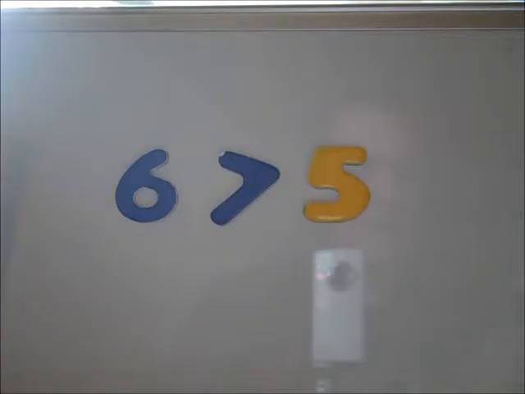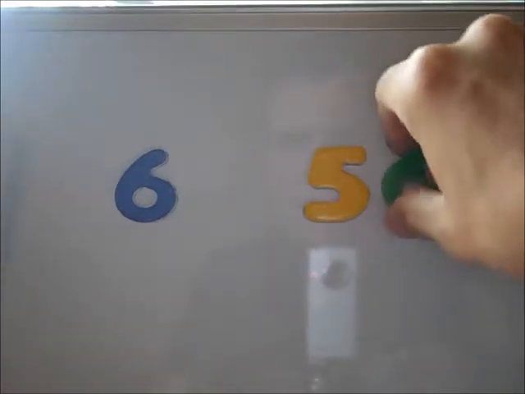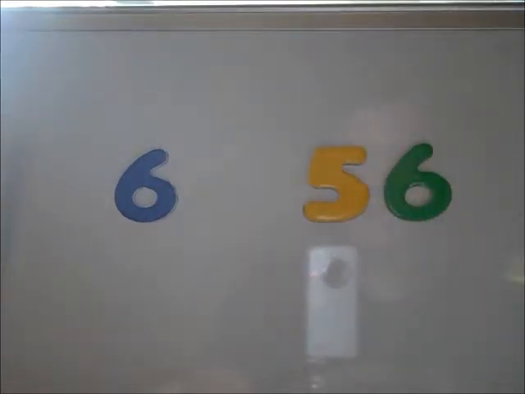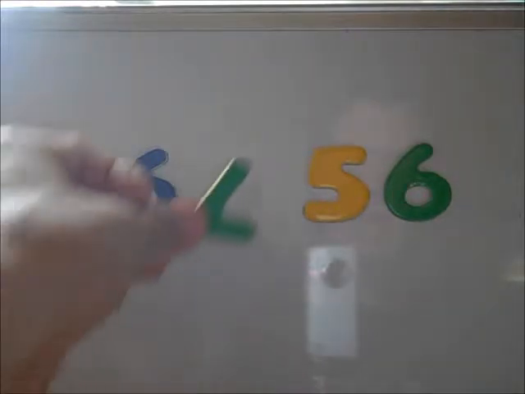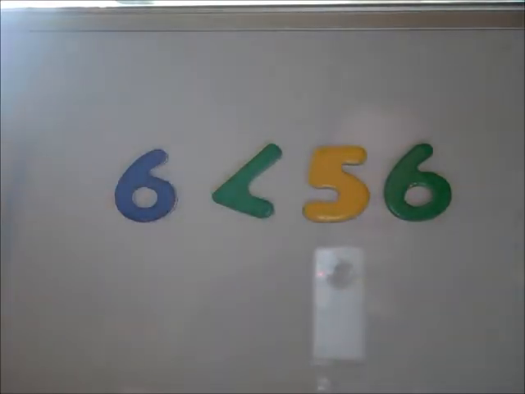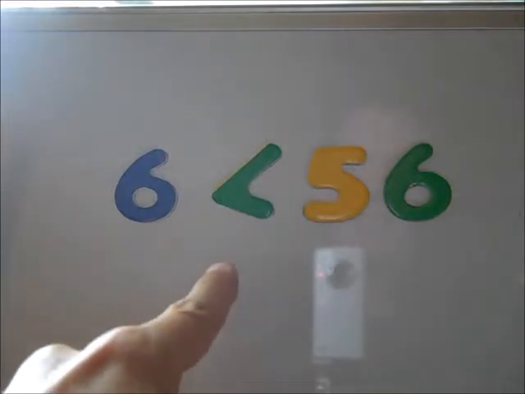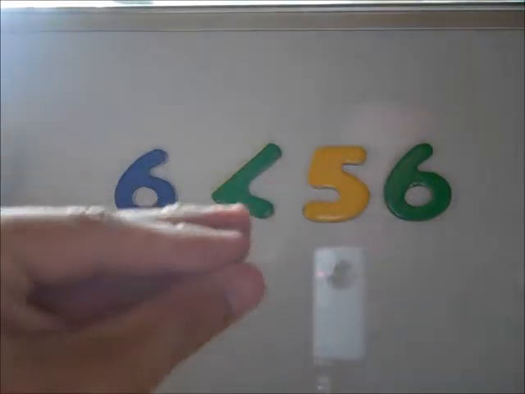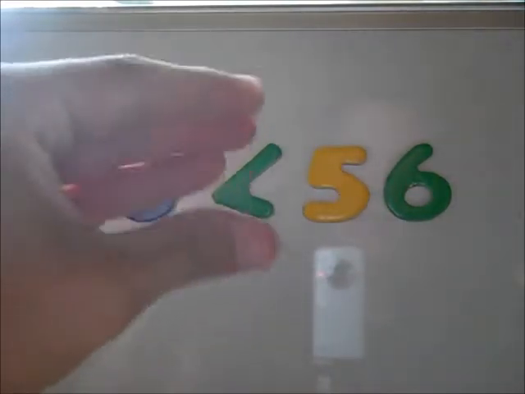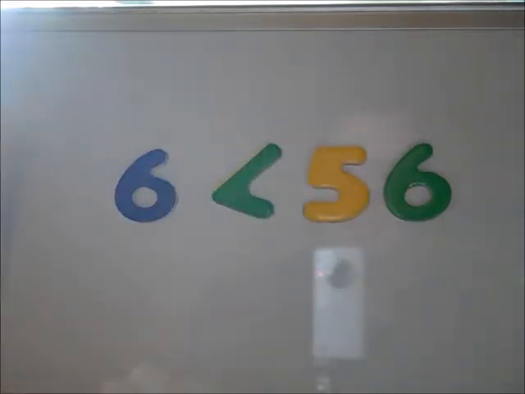So we say that 6 is greater than 5. But what happens if I do this? Instead of saying 6 and 5, if I change 5 to this number, now I have 6 comparing it to 56. Well, now we know, guys, that 56 is actually greater than 6, or in this case, we put the alligator head going towards 56. So in this case, we could say that 56 is greater than 6, or we could say that 6 is less than 56. Again, take a look. Our alligator head is going right towards 56.